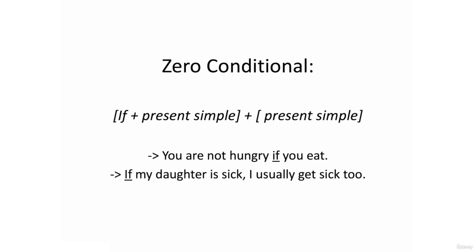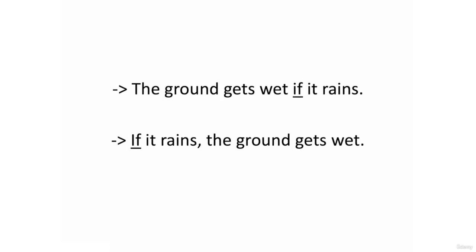Another example, if my daughter is sick, I usually get sick too. We have the verbs is and get, which are both in the present simple. In the zero conditional, or more generally with all the conditionals, the order of the clauses is not important.